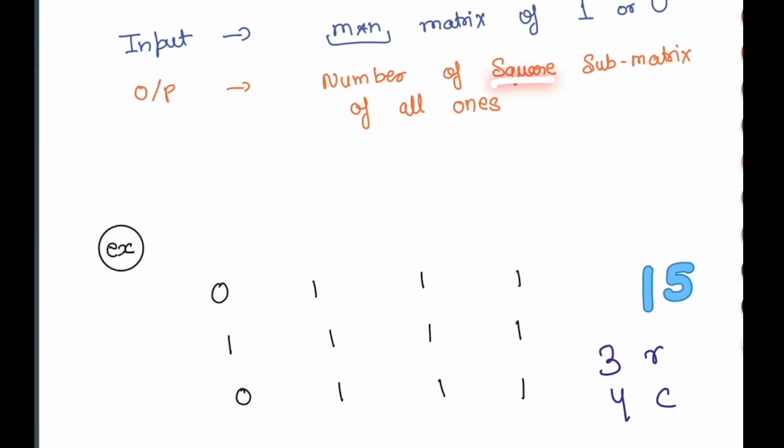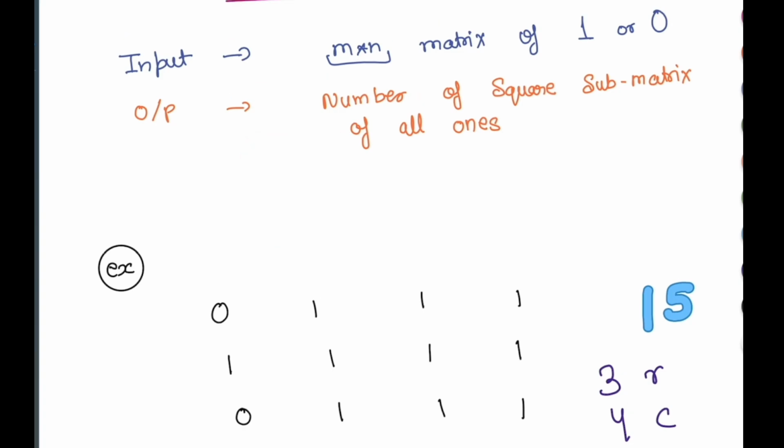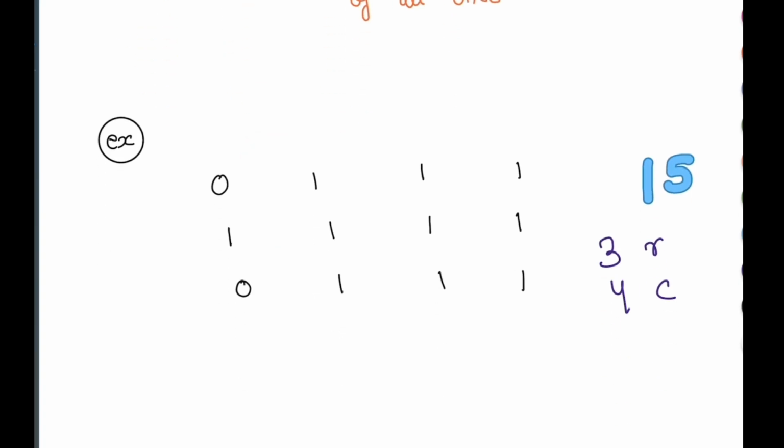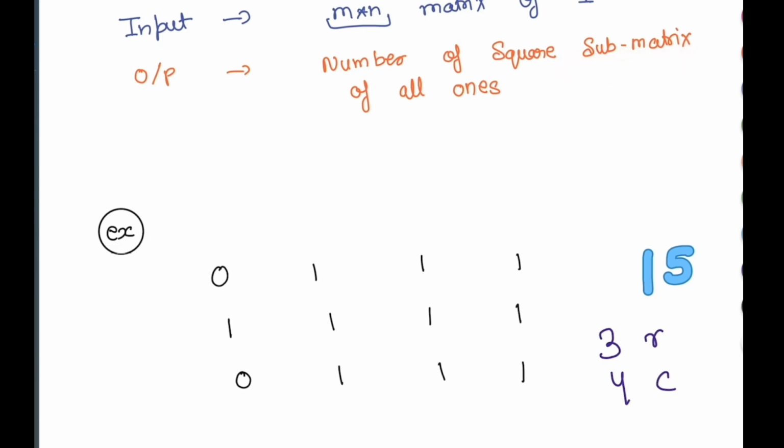Now what is a square? It is a very easy term, right? Any shape that has the same width and same height is a square. If you have a square, then the width and height are going to be the same. When we talk about a square submatrix, it is a matrix which has the same number of rows and the same number of columns.